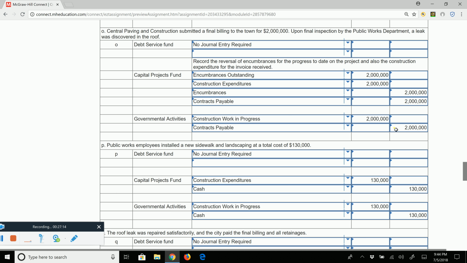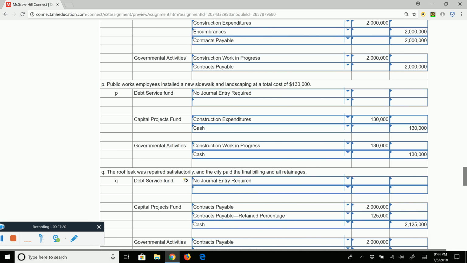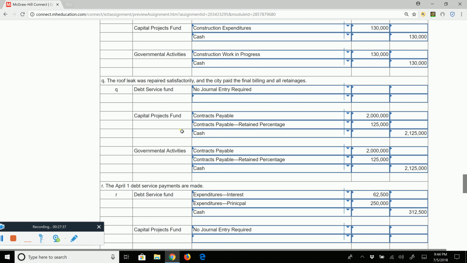We can't close it out and pay them back their retainage because we have this leak that needs to be taken care of first. Letter P, public work employees installed a new sidewalk and landscaping, $130,000. So the capital projects fund will debit an expenditure, credit cash, but the government-wide we will capitalize that. Debit WIP, credit cash.